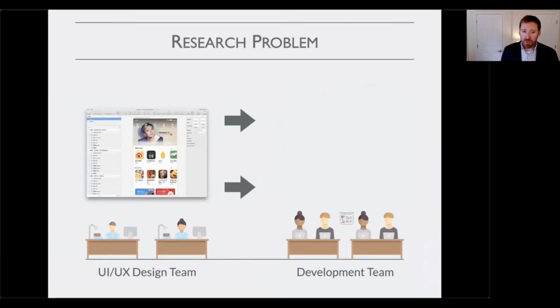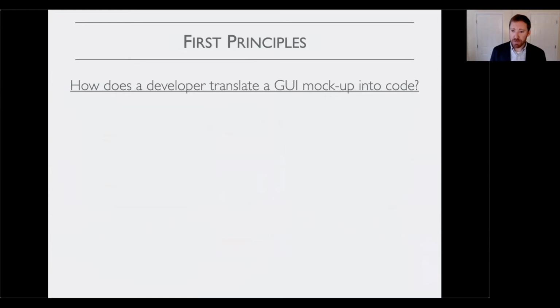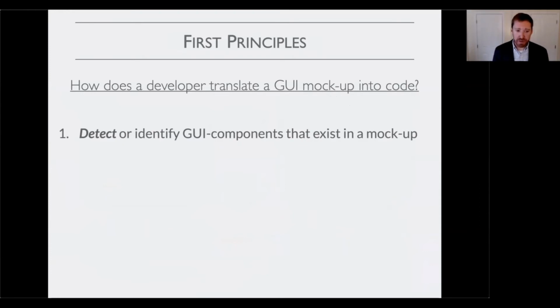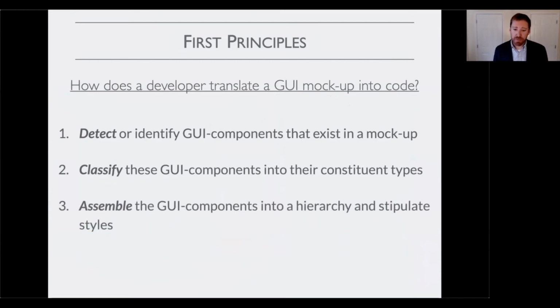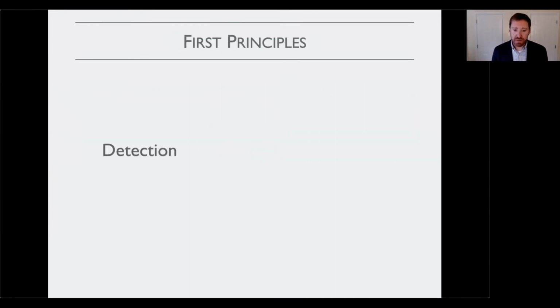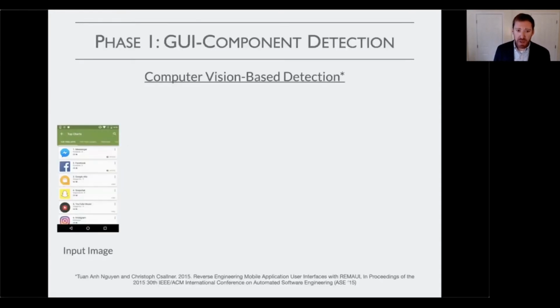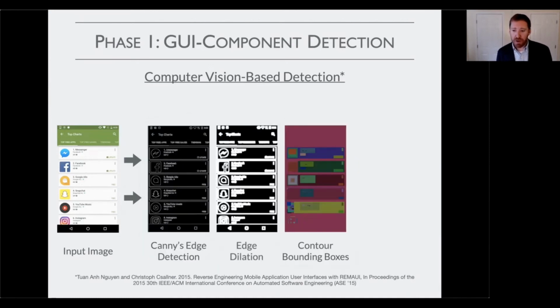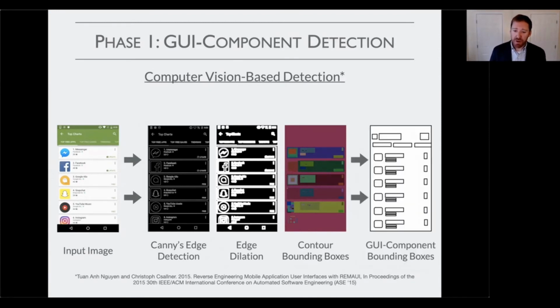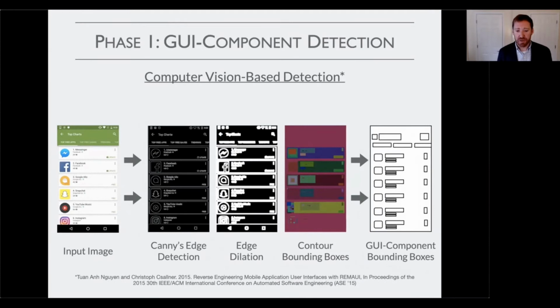The way we did this was we tried to think about it from first principles. How would a developer actually go from this process of translating a GUI into code? We found that first, they would detect or identify GUI components, then they would classify these components, and finally assemble them into a hierarchy and make sure they're compatible with reactive design. This detection, classification, and assembly of these components form the foundation of this project. In order to detect these components, we use a computer vision-based technique, where first we use an edge detection algorithm, we dilate these edges, then we derive contoured bounding boxes, and finally, we're able to derive bounding boxes for all of the different GUI components that exist on the screen.